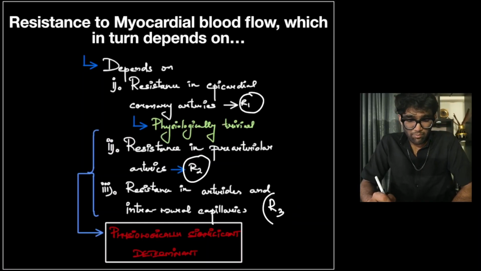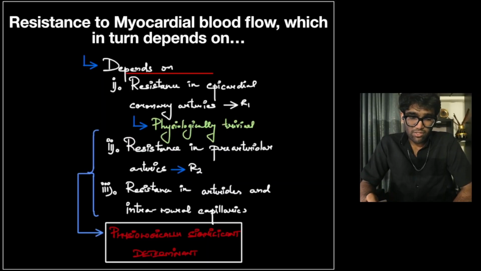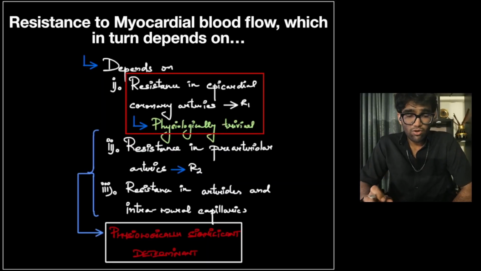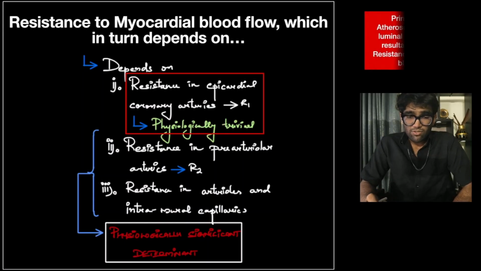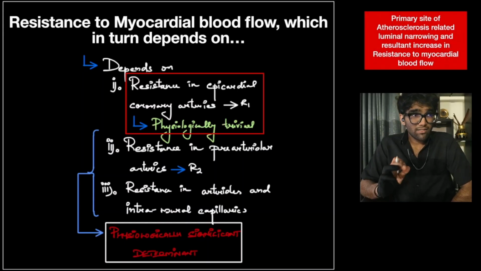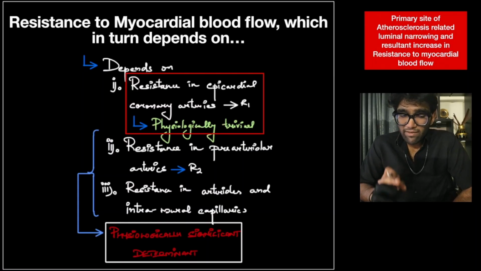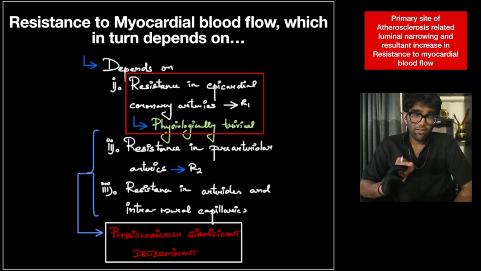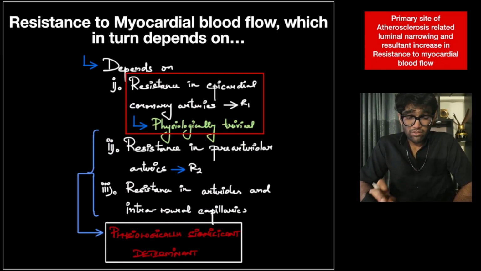But importantly, when a patient has atherosclerosis, it is actually the resistance within the epicardial coronary arteries that is maximally increased. The primary site of atherosclerosis is the large to medium-sized vessels, so it primarily affects the epicardial vessels. That causes luminal narrowing, that is, it decreases the internal diameter or radius of the affected vessel, and that results in an increase in resistance to myocardial blood flow. We'll be getting to this in great detail in subsequent videos.